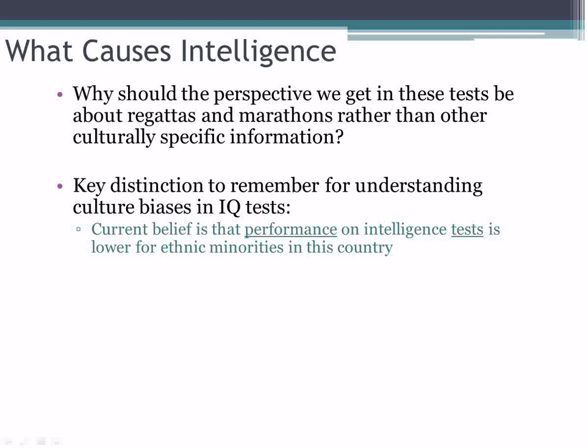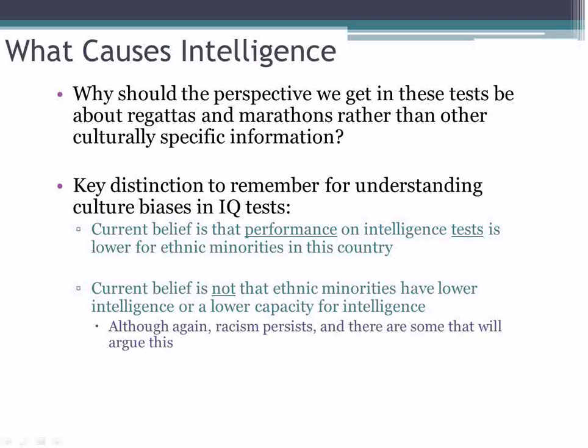And what this suggests is that the performance on intelligence tests is lower for ethnic minorities in this country because the questions are biased towards the dominant culture. They are biased towards the white, male, wealthy, normative culture. So the current belief is not that ethnic minorities are, quote unquote, less intelligent. It's just that these tests are biased against people from those diverse cultural backgrounds. The current belief isn't that ethnic minorities have lower intelligence or a lower capacity for intelligence. Racism, some people still believe that, but in science, that's not the belief.